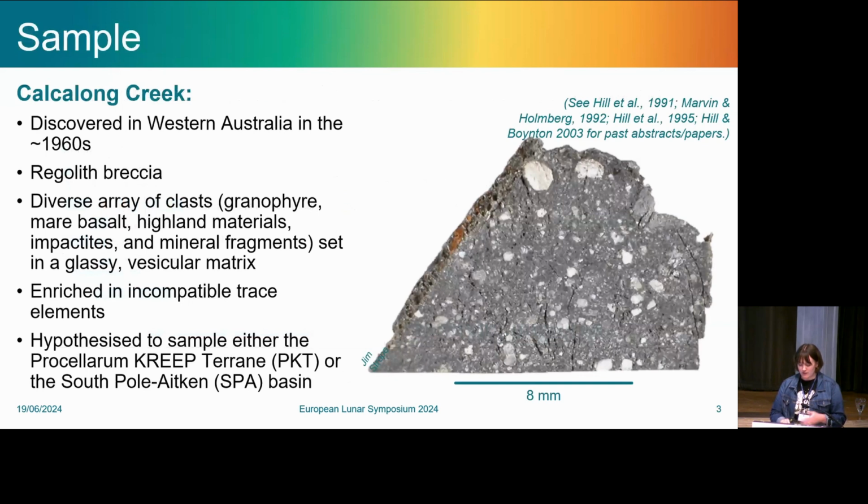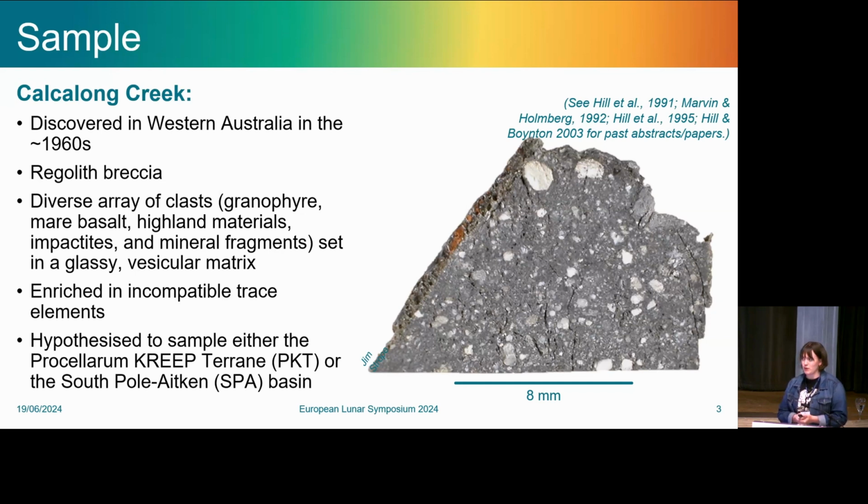So the sample itself, Calcalong Creek, pictured here, is a lunar meteorite that was discovered in Western Australia by an Aboriginal and Torres Strait Islander meteorite hunter, supposedly sometime in the 1960s. It's a regolith breccia with a pretty lithologically diverse array of clasts, as can be seen, set in a glassy, highly vesicular matrix.